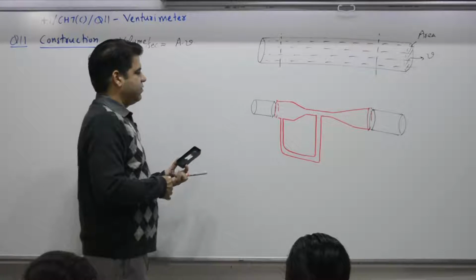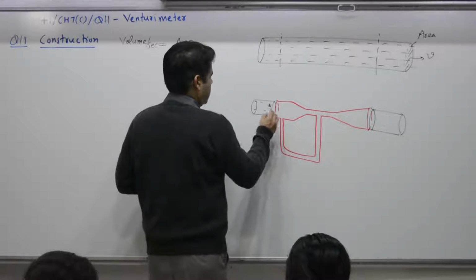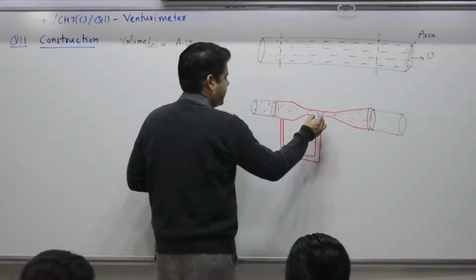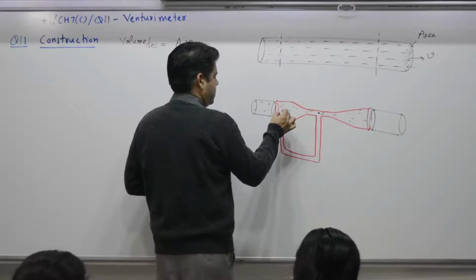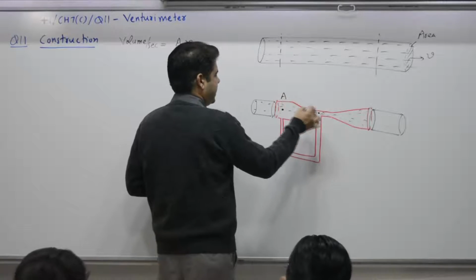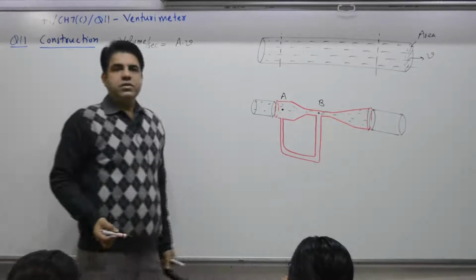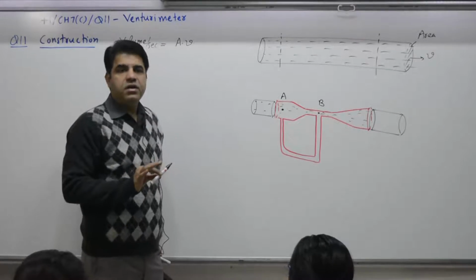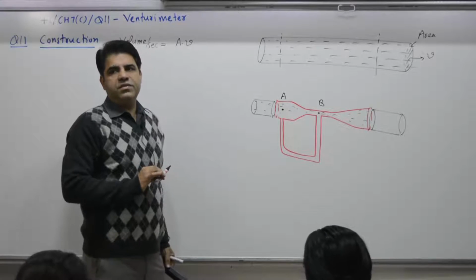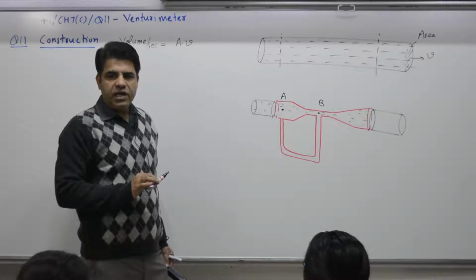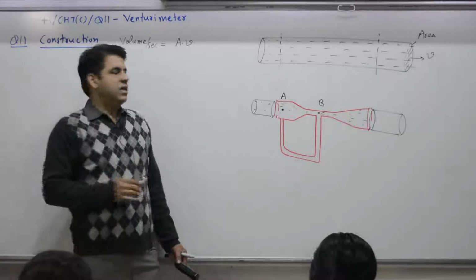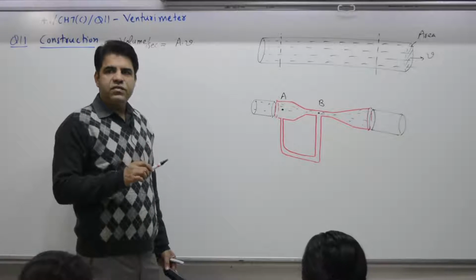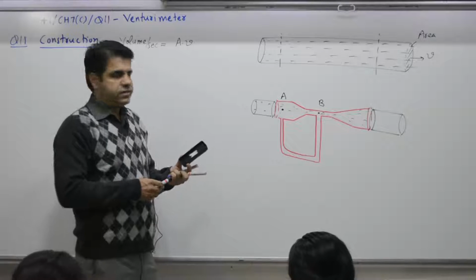If liquid, say water, is flowing in the tube, speed at these 2 points, these are marked as A and B. This is say A, this point is B. Speed at A and B will be same or different? Different. Why? Area is different. As per our continuity equation, area into velocity remains a constant. At this point B, yes, area is less, velocity is more. So that is why there is a pressure difference.